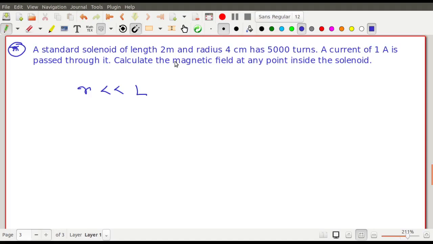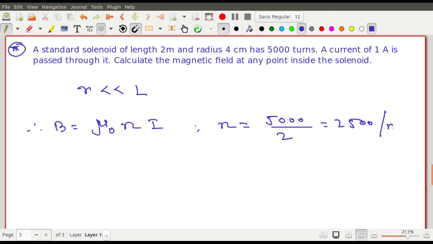Centimeter and meter means there is already a difference of 1000 times, because one is centimeter, another is meter. So R is very, very less. So when R is very, very less, then you can simply use this expression, B equals mu 0 ni. But while using this expression, you should be very careful that n is not the total number of turns, but it is the number of turns per unit length. So it is 2500 per meter, right?